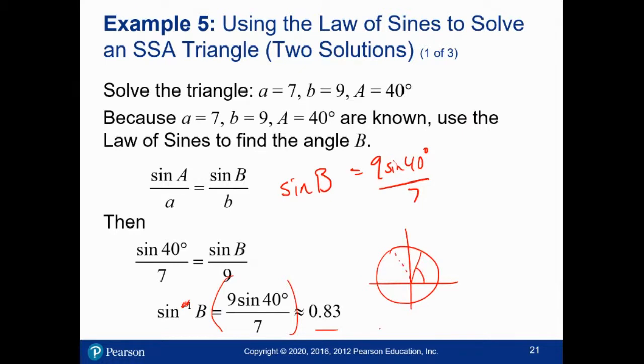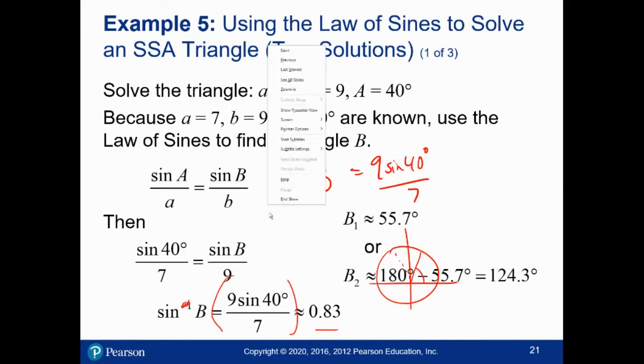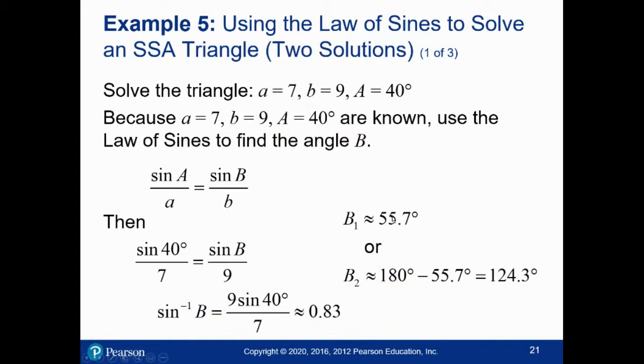So if I take the arcsine of 0.83, we get 55.7 degrees. That's our quadrant 1 solution. So our quadrant 2 solution is 180 degrees minus that. If you're working in radians, like if your calculator's in radians because you're a reasonable person, then your arcsine of 0.83 would be something else, and then B2 would just be pi minus that. Fine. But I have two solutions here.